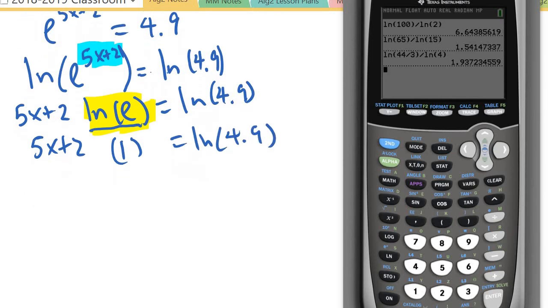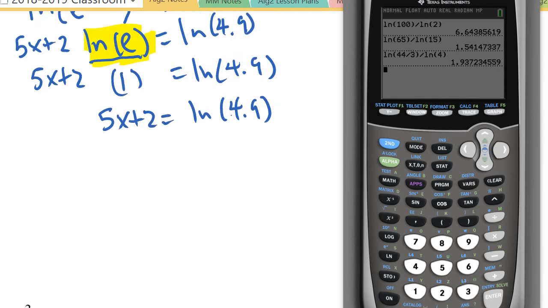So the next step now is, we don't have anything to divide by. We're just going to write it like that. 5x plus 2 equals ln 4.9. You see, there's nothing to divide by. So whenever the base is e, like in this case, then it's really more straightforward. We don't need to divide by anything. So the only thing left now is we can't take the ln 4.9 yet. We have to wait. We have to get rid of this 2, get rid of this 5, one at a time.